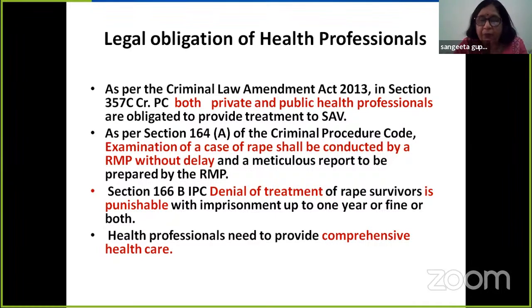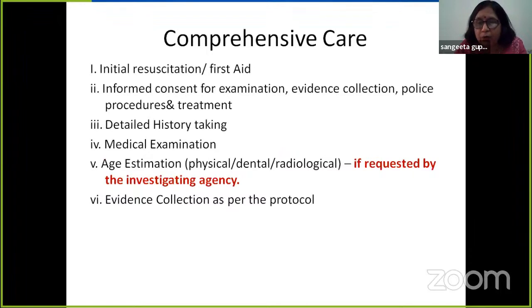So, health professionals need to provide comprehensive health care to a survivor of sexual assault. Now, let's come to the point, what is comprehensive care?